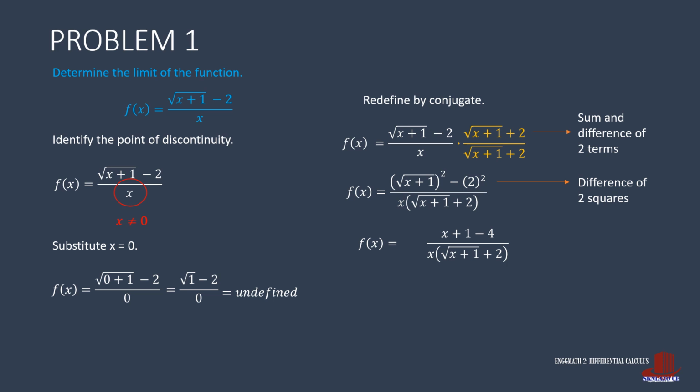F of x then has the numerator simplified as x plus 1 minus 4. Take the limit of this function, with x approaching 0. The limit turns out as 0 minus 3 all upon 0 times the root of 1 plus 2. This results to negative 3 over 0, which is still undefined. Thus, we can say that the limit doesn't exist.